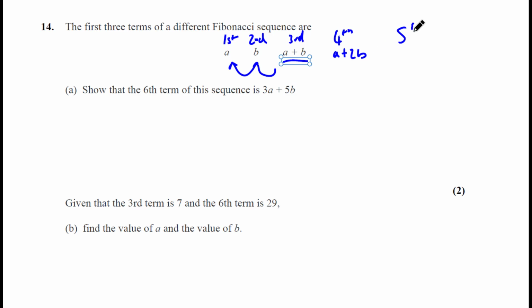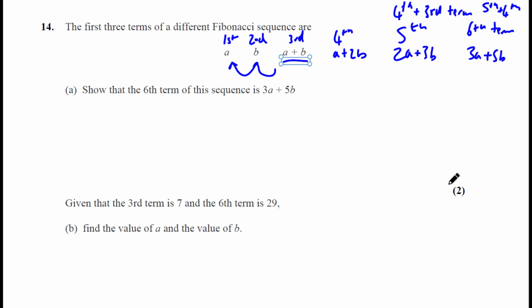And if you just write that, that is showing. The fifth term is going to be the fourth term add the third term. So that's going to be 2a plus 3b. So the sixth term is the fifth add the fourth term, and you should be able to see that's 3a plus 5b. That's a nice 2 marks, and obviously write that there, and you've got your 2 marks there.